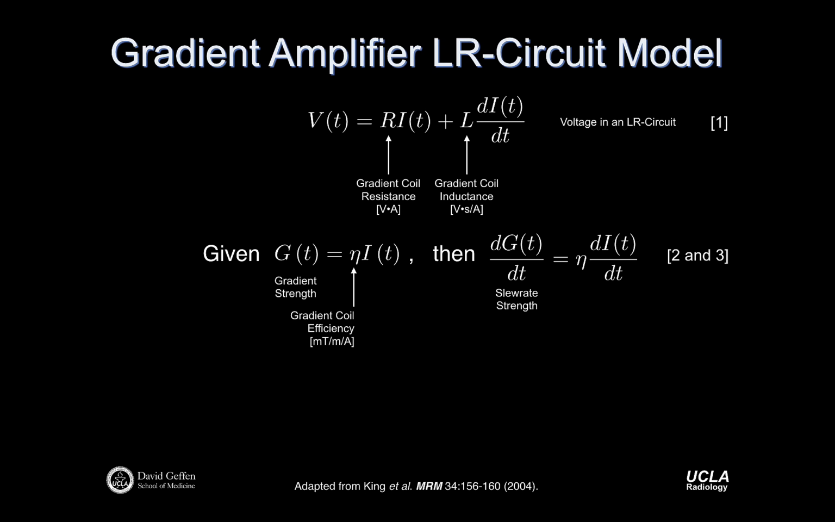We can talk about the gradient strength. It depends on the current. So the more current you can generate, the more field you can create. And the scaling factor there is what you call the efficiency. So there's some eta, some efficiency factor that says how your current is turned into field. Differentiating that and plugging it into the above, you can get an expression that tells you how your slew rate depends on your coil efficiency, the resistance, and the inductance as well.